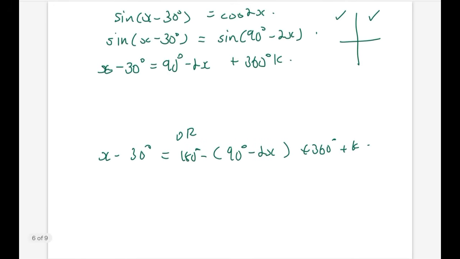So the answer here would be that negative 30 degrees plus 90 is equal to negative 2x, or rather, let me move the 2x to the side so that we have 3x is equal to 90 plus 30, which is 120, plus 360k.